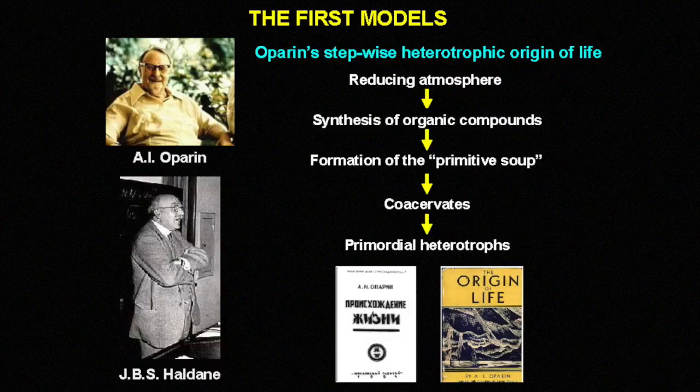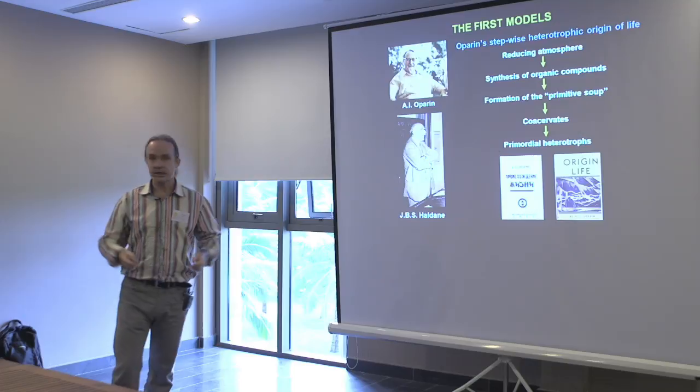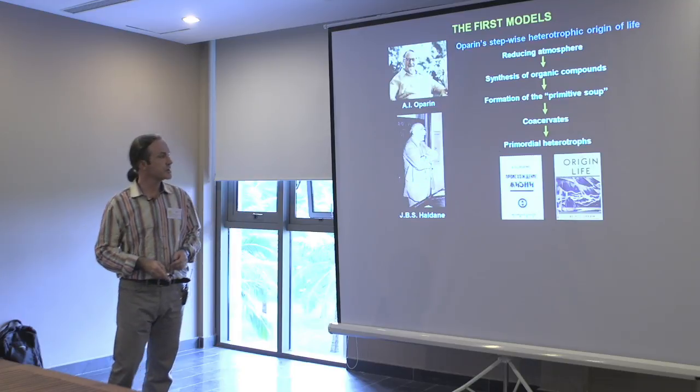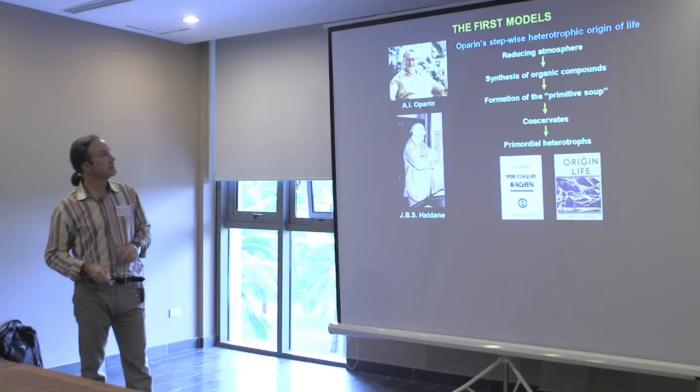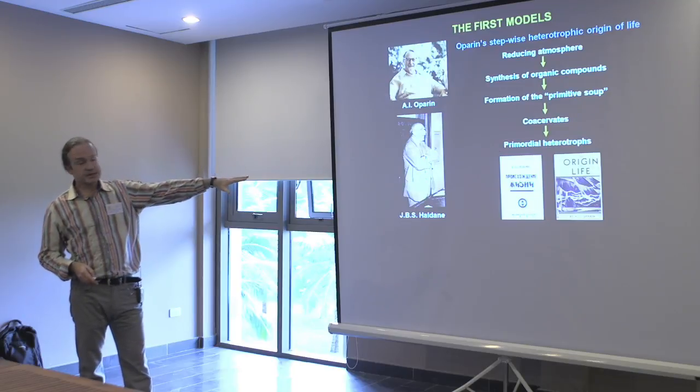Okay? In his view, a reducing atmosphere, not the one we think it really was, allowed the synthesis of organic compounds, then the formation of this primitive soap. This is a very nice metaphor, the primitive soap. Then coacervates, aggregates mainly formed by proteins and with other features, and then primordial heterotrophs, so organisms. Okay, this was published originally in Russian, 1928, but it took 12 years to be translated to English and to go to the whole community of scientists. So this is the model of Oparin. But it was in the 20s.